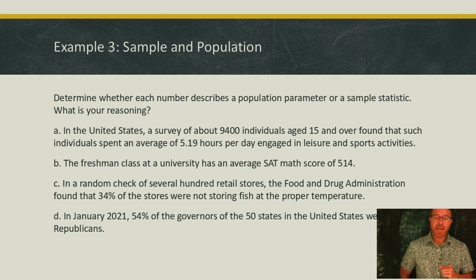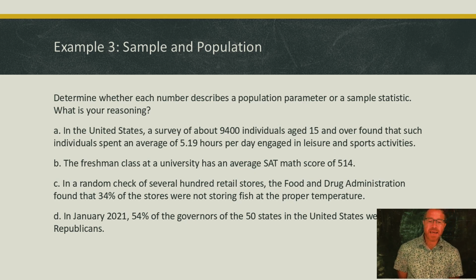Part C. In a random check of several hundred retail stores, the Food and Drug Administration found that 34% of the stores were not storing fish at the proper temperature. In this case, it's a random check of several hundred retail stores, but it's specifically not saying that it is all retail stores, meaning that this is in fact sample data, so this is a statistic.